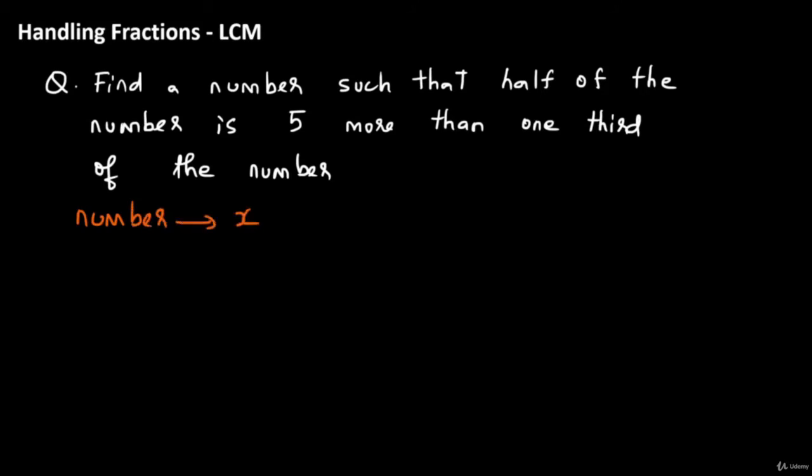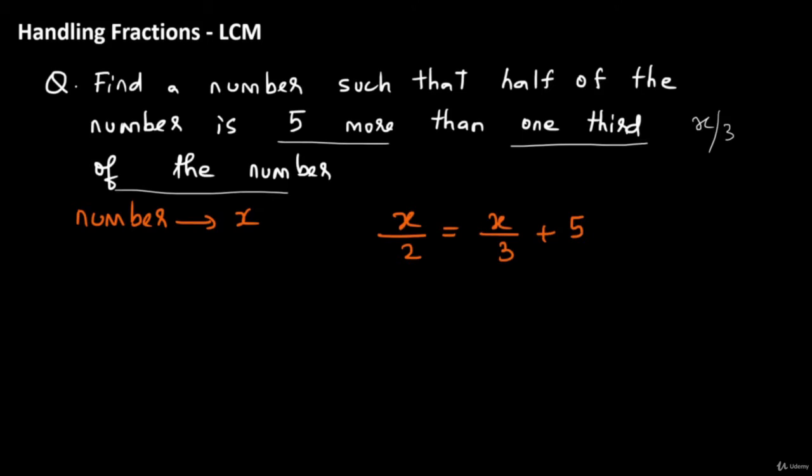Alright. Now half of the number would be x by 2, and it's given that x by 2 is equal to 5 more than 1/3 of the number. 1/3 of the number would be x by 3. So x by 2 is equal to x by 3 plus 5. So we have converted this statement into an equation.